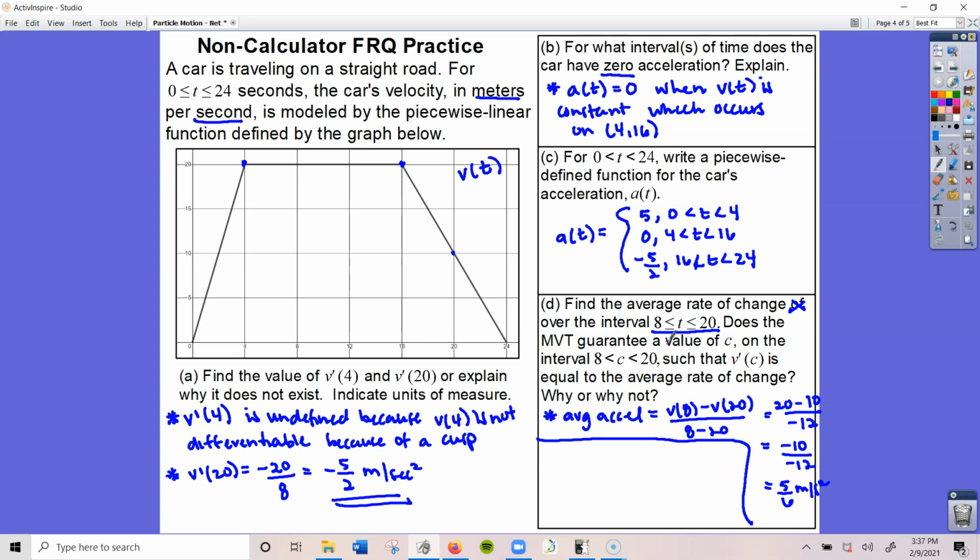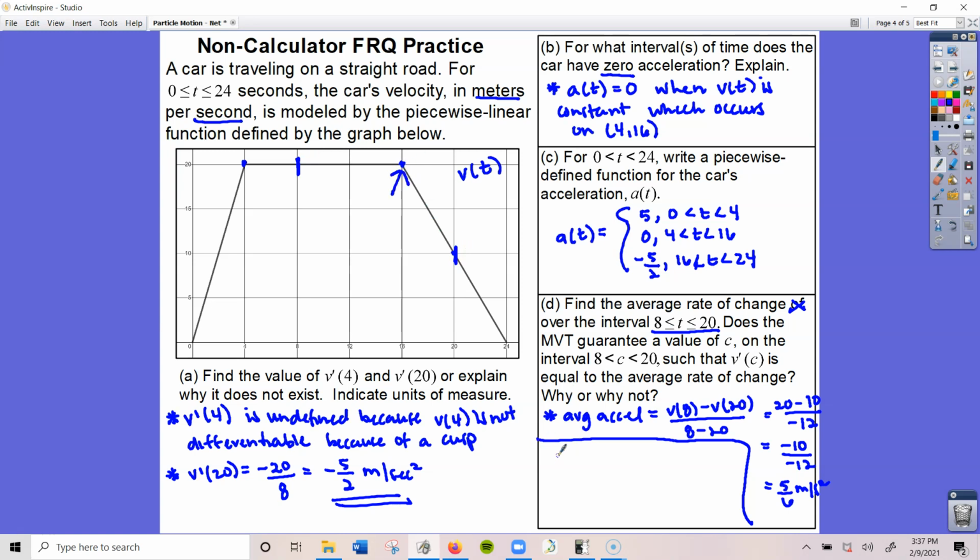Now for the second part of this question, it says, does MVT guarantee a value of C, etc.? MVT, remember, is only applicable under two conditions. One, that the function is continuous, which it is, and two, that the function is differentiable over the interval. Now, if we're looking at from 8 to 20, we have a cusp here.